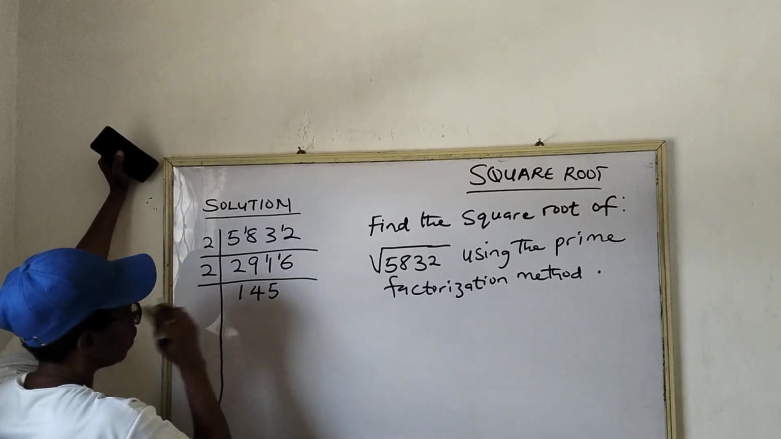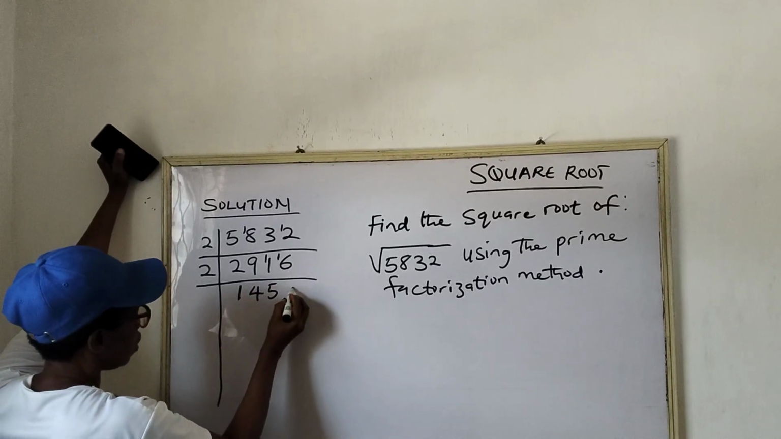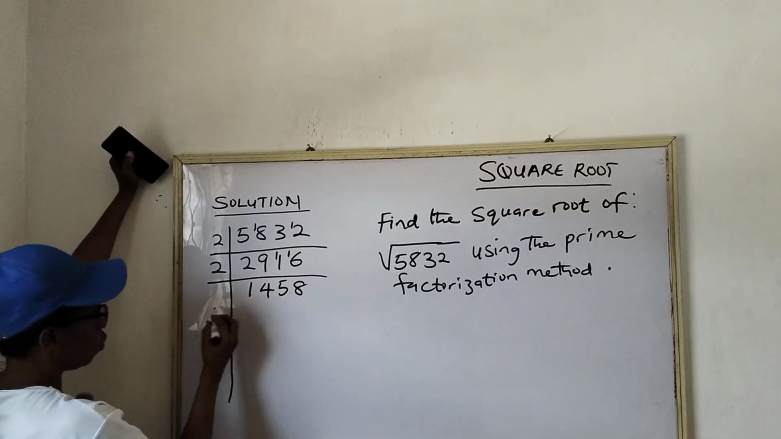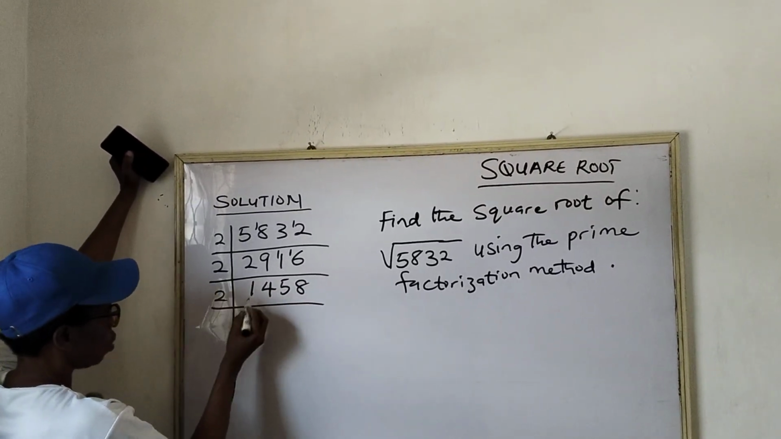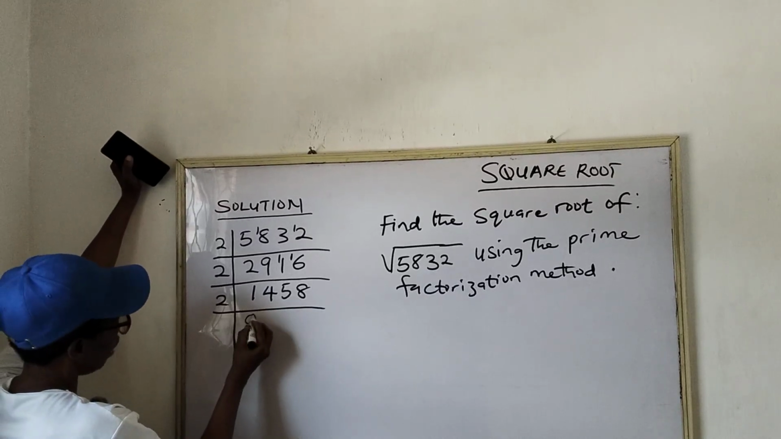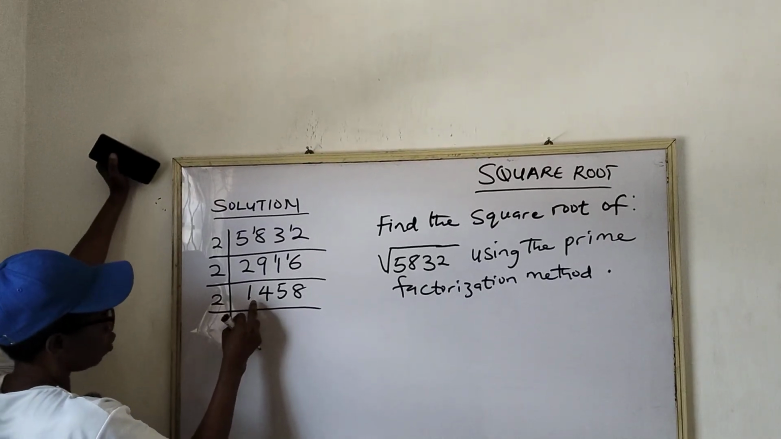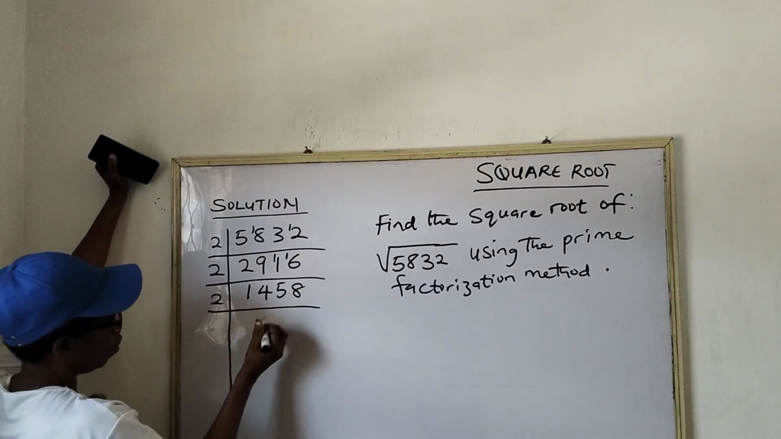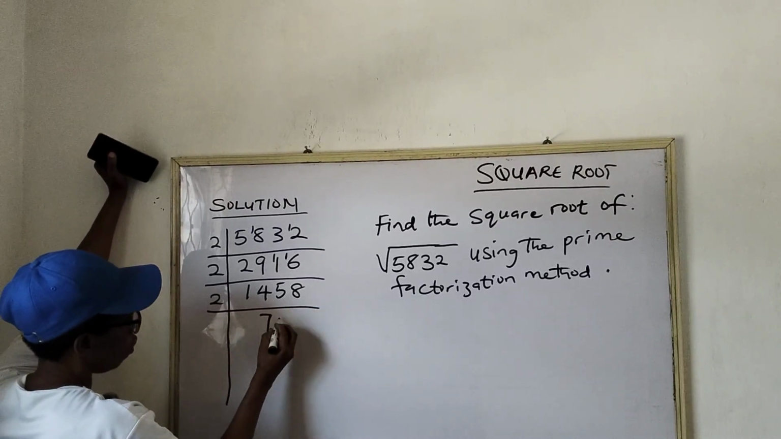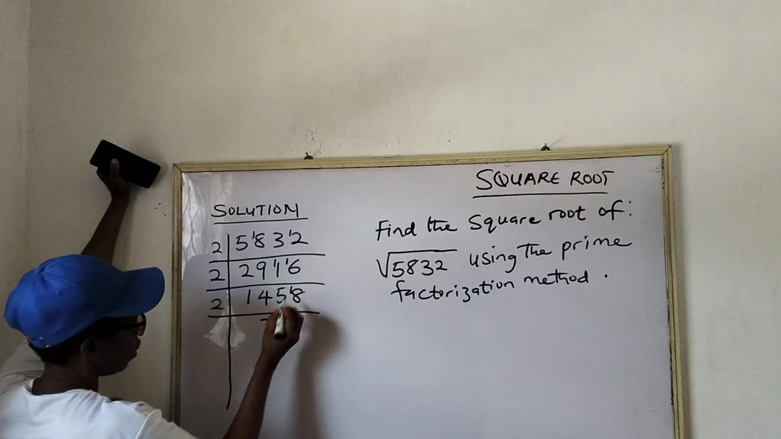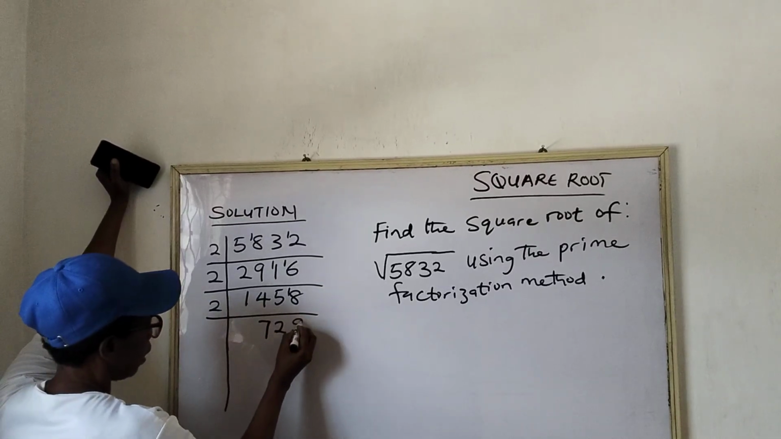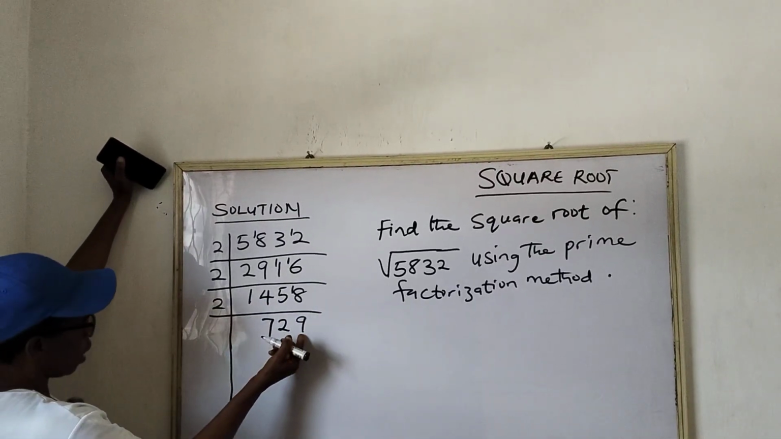2 in 16 will give us 8. Now, 2 will still go. So 2 here, 2 cannot go in 1, and we cannot write 0. It's meaningless to write 0 at the beginning of the number. So 2 in 14 will give us 7. 2 in 4 will give us 2, remainder 1. 2 in 18, 9.